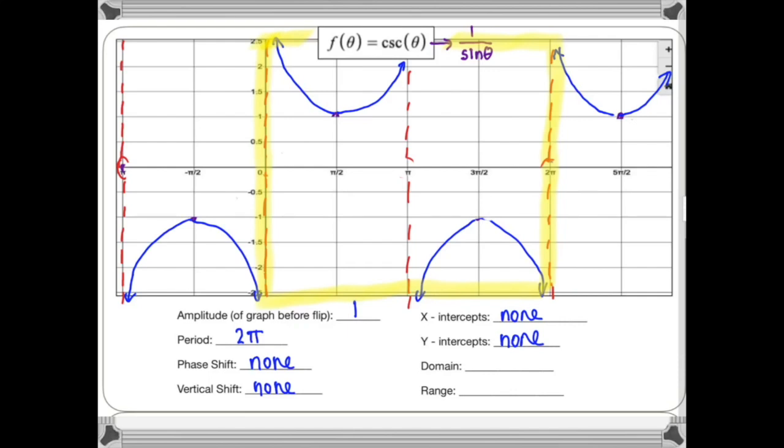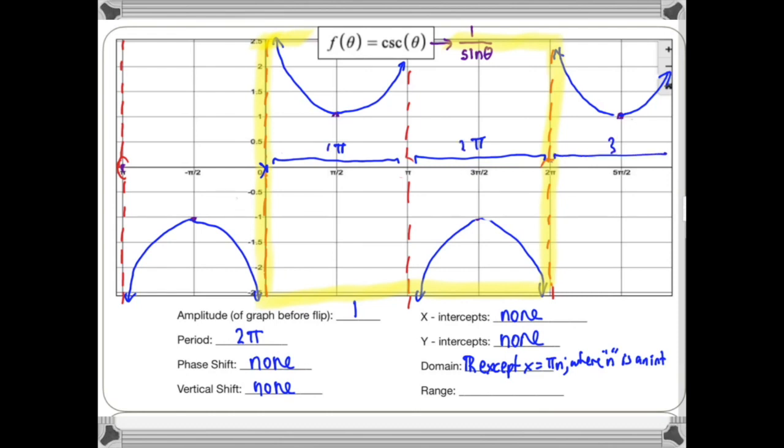So now what we need to do is formulate the domain. And the domain is going to be all real numbers, except x equals, and so we have this distance of pi in between the asymptotes here. And since the first break in the domain is at 0, we just use pi n, where n is an integer. And so that means every increment of pi from 0, okay, so this would be like 1 pi, 2 pi, 3 pi, whatever n is, there's going to be a break. And this would be like a negative pi going back, negative 1 pi, et cetera, et cetera.